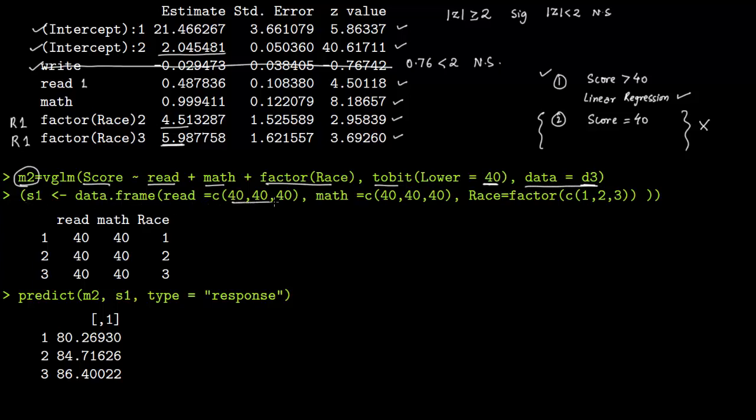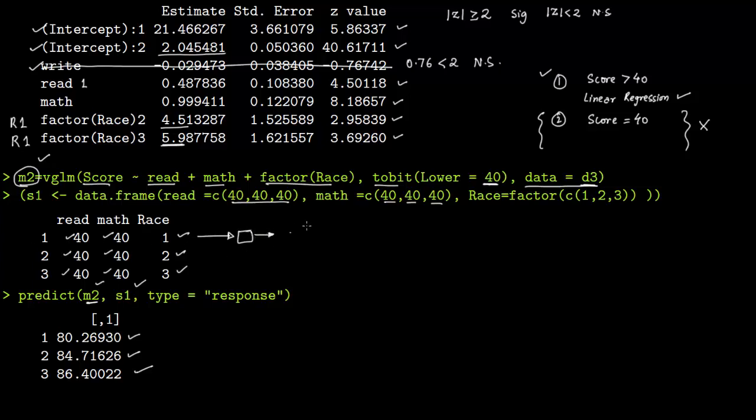Your reading score is 40, 40, 40. Math score is again 40, 40, 40. Race is 1, 2, 3. So you feed this data frame into your new model M2, and your type is response. So you feed in 40, 40, 1, you get a score of 80.26. You feed in 40, 40, 2, you get a score of 84.71. You feed in 40, 40, 3, you get a score of 86.400. So this is the input into the model, and your output is the score.